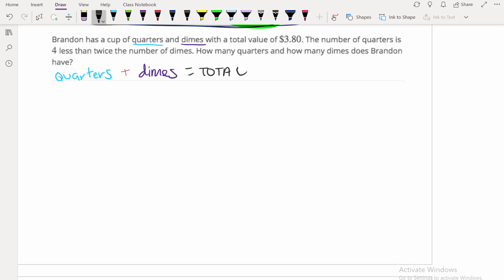So the two equations that I want to figure out are the amount, and I also want the money times my amount. So equation number 1: I have my quarters, let's call them Q, plus my dimes, let's call them D, is equal to my total.